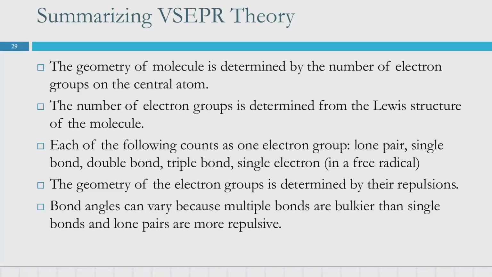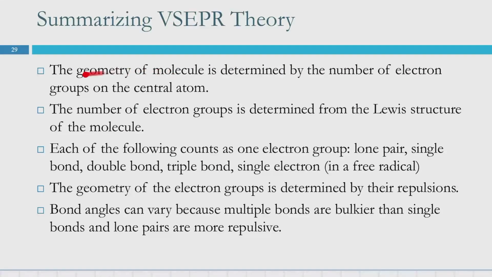Okay, to summarize, the geometry of a molecule is determined by the number of electron groups at the central atom. The number of electron groups is determined from the Lewis structure. So we need a Lewis structure. You have to have the Lewis structure to come up with the electron and molecular geometries.